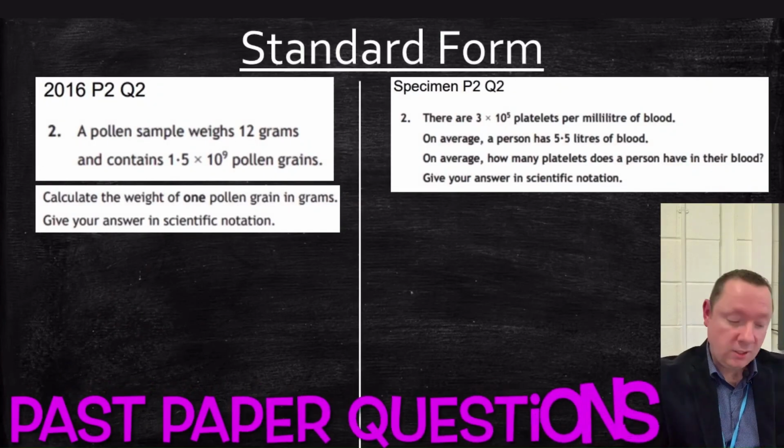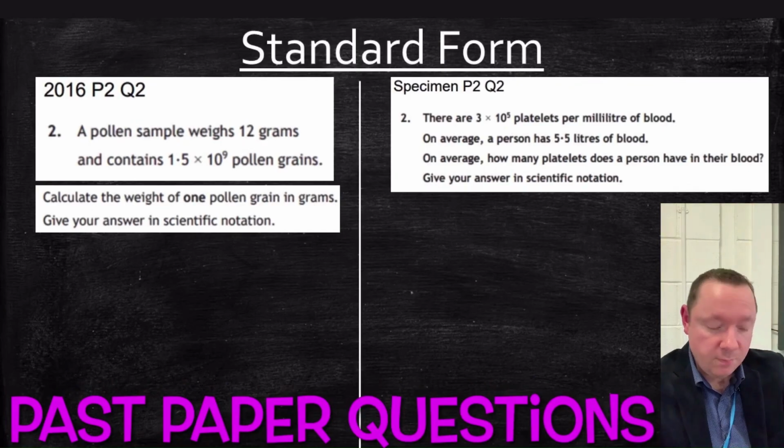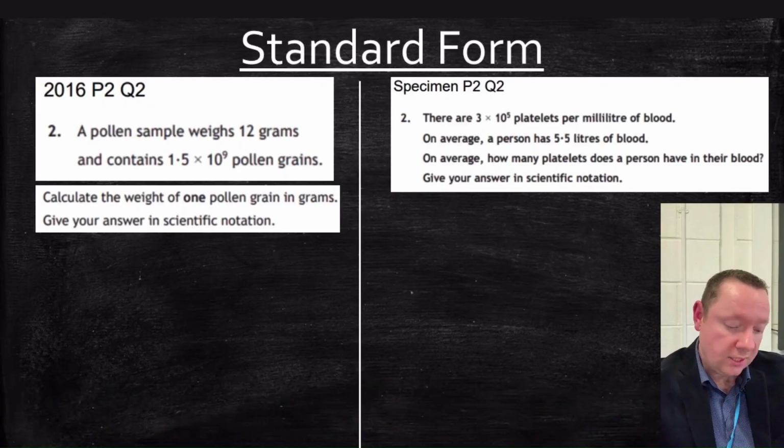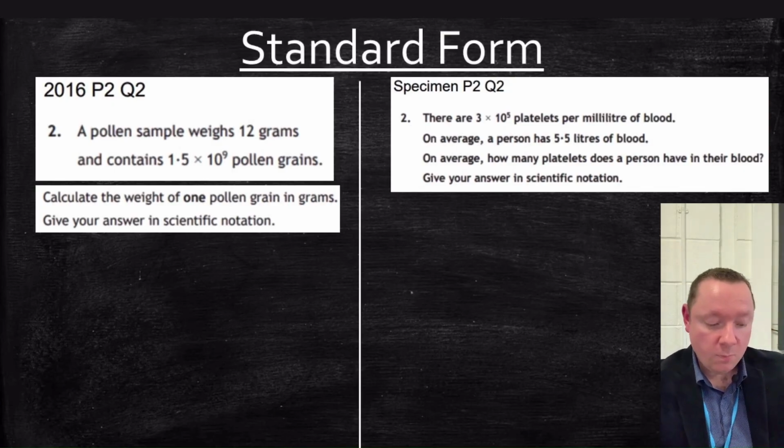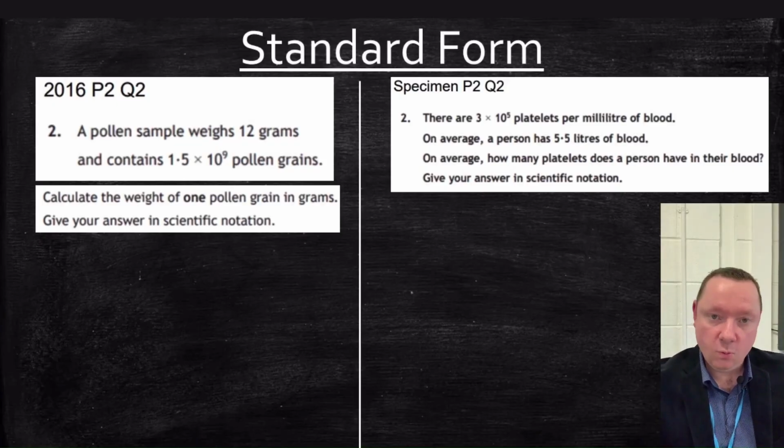Couple of past paper questions, standard form. So 2016 paper 2 question 2. A pollen sample weighs 12 grams and contains 1.5 times 10 to the 9 pollen grains. Calculate the weight of 1 pollen grain in grams. Give your answer in scientific notation. So it's asking me for the weight of one of the things. So I need to divide by 1.5 times 10 to the 9 to find one of them.